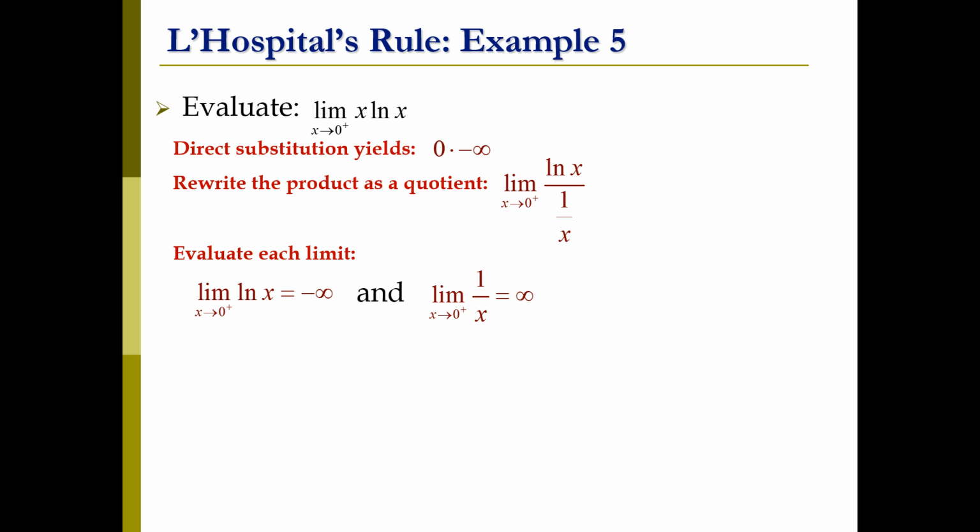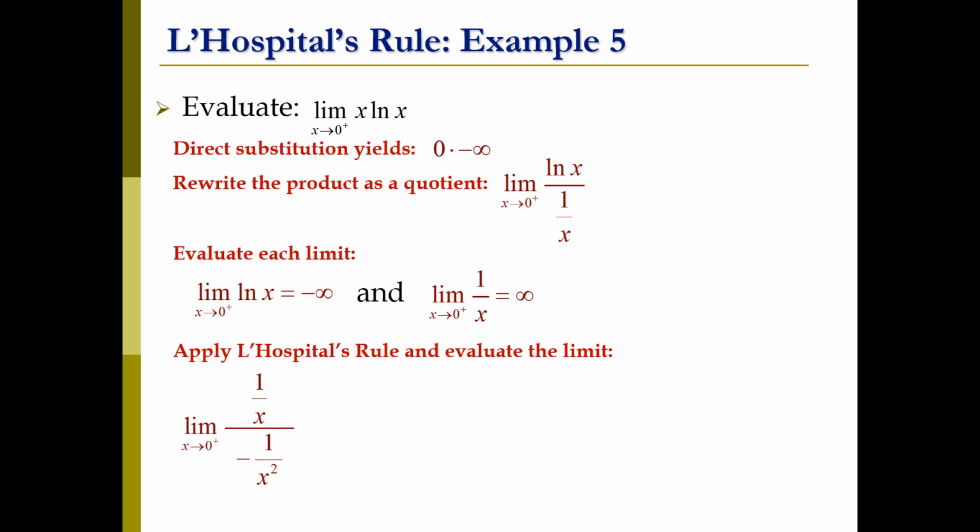Since they're both infinity, and we don't care that one's positive and one's negative, we can apply L'Hopital's rule. If I find the derivative of ln of x, I get 1 over x. If I find the derivative of 1 over x, it's negative 1 over x squared. I'm going to simplify this and turn it into the limit as x approaches 0 from the right of negative x, which, if we use direct substitution, is just 0.